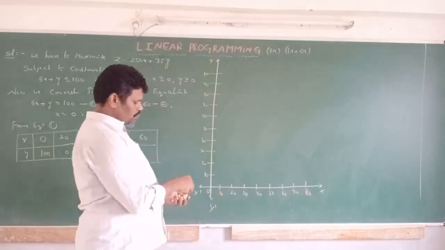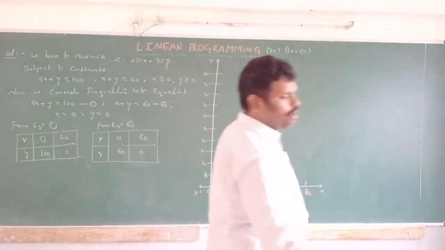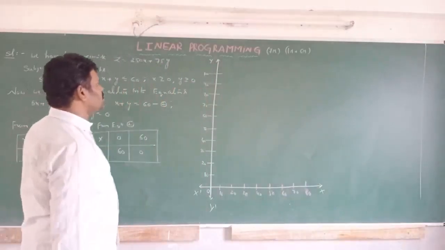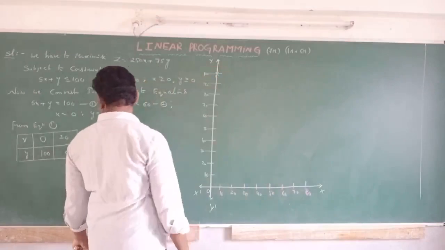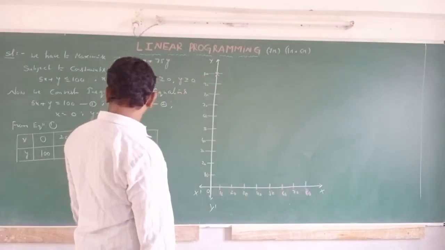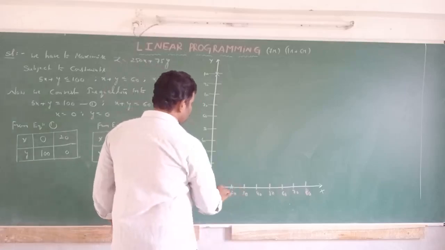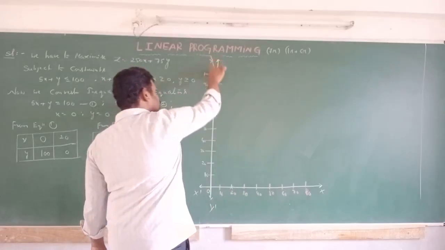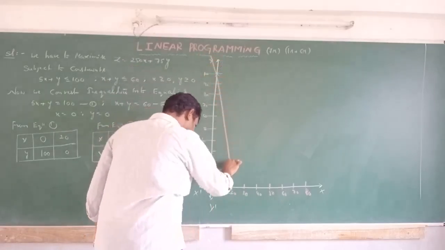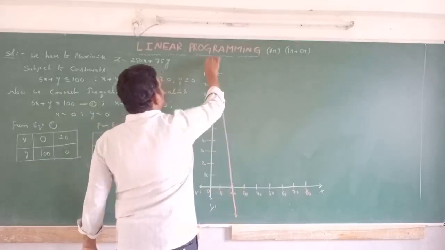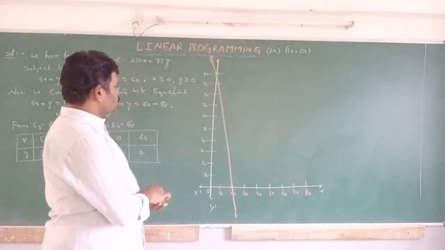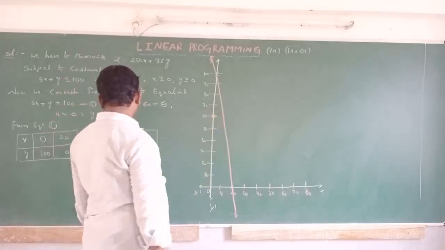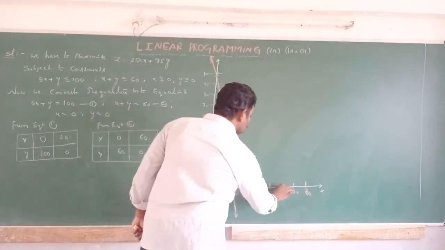Now we define the graph of this function. First, from equation 1, x is equal to 0, then y is equal to 100. Then y is equal to 0, x is equal to 20. This is the first one. Now we join these 2 points. So this is the first line equation. After that, x is equal to 0, y is equal to 60, and y is equal to 0, x is equal to 60.